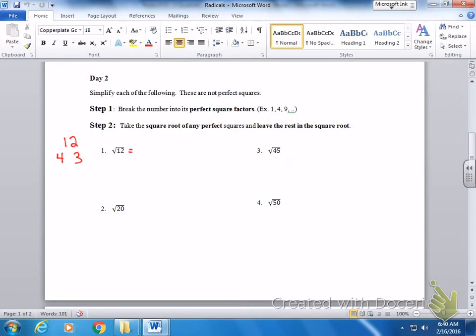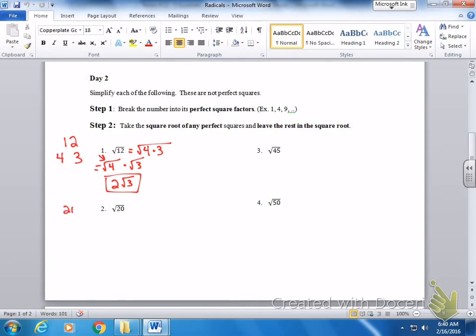So what I'm going to do is rewrite the square root of 12 as the square root of 4 times 3. I found a perfect square that worked, so I used it. Now I'm going to rewrite that a different way. The square root of 4 times 3 is the same as the square root of 4 times the square root of 3. And this is where using the perfect square helps us out, because I actually know the square root of 4 is 2, but I can't do anything with the square root of 3, so I tack it on at the end. The simplified version of the square root of 12 is 2 square roots of 3.